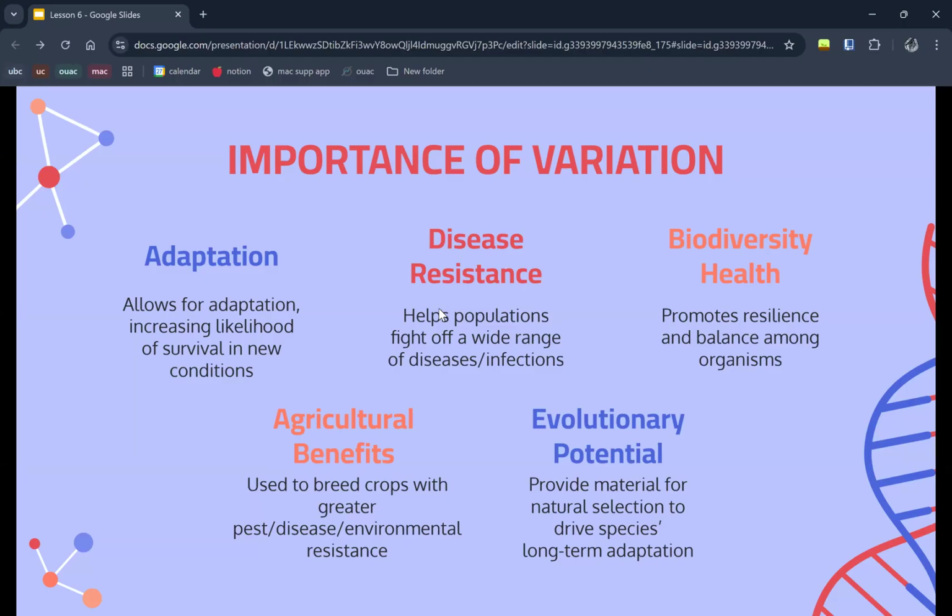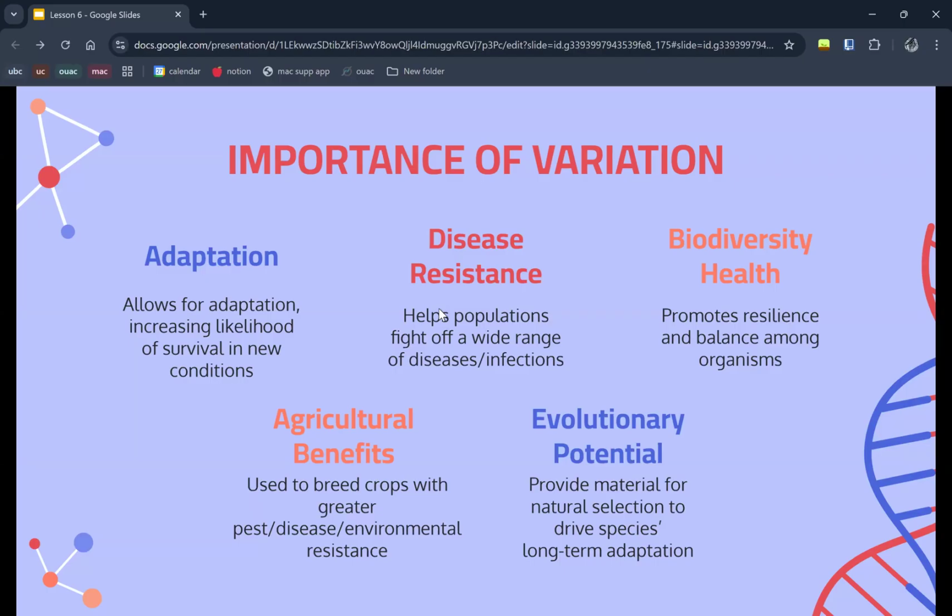Biodiversity health. So healthy ecosystems rely on the diversity of organisms to maintain balance. And within a species, genetic variation ensures that some individuals can survive and thrive under a varying amount of conditions to maintain ecological stability. Agricultural benefits. In farming and agriculture, genetic variation is used to breed crops that are more resilient to pests, diseases, and different environmental conditions. And then evolutionary potential.